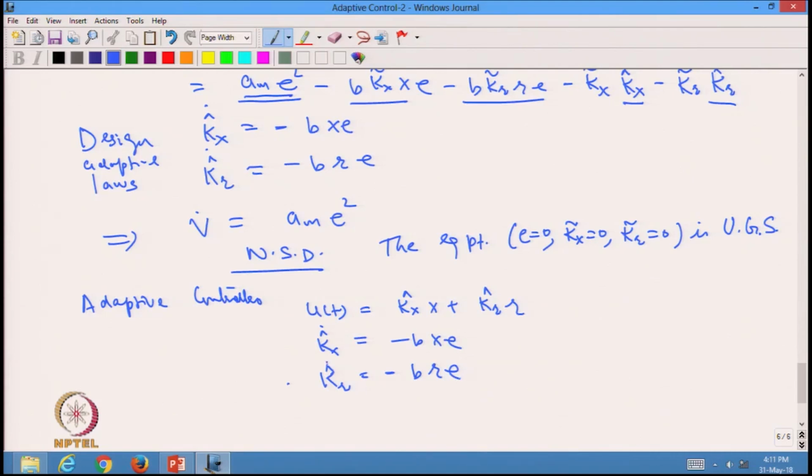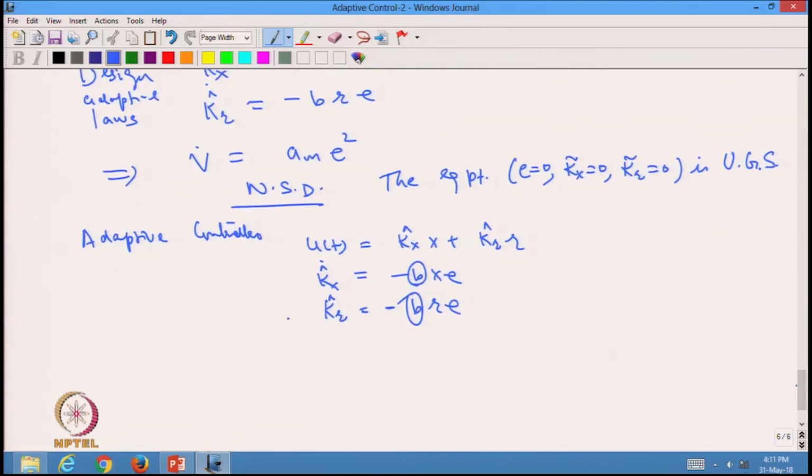So, although we have been able to prove stability in this case, there is a critical problem, which is that the parameter estimation laws require knowledge of b, which we have considered to be unknown. So, these differential equations cannot be evaluated without knowing b. So, this design clearly will not work. To make sure that b is not present in the design, we will have to modify this design, okay.